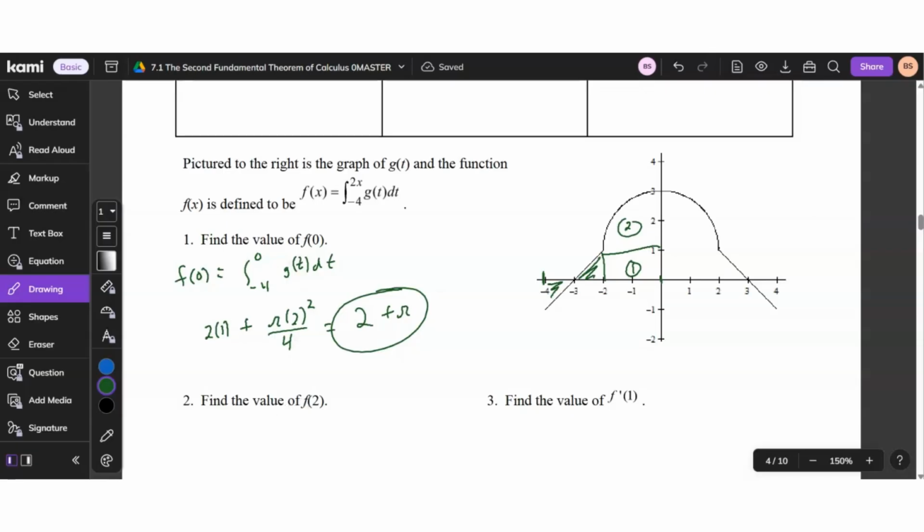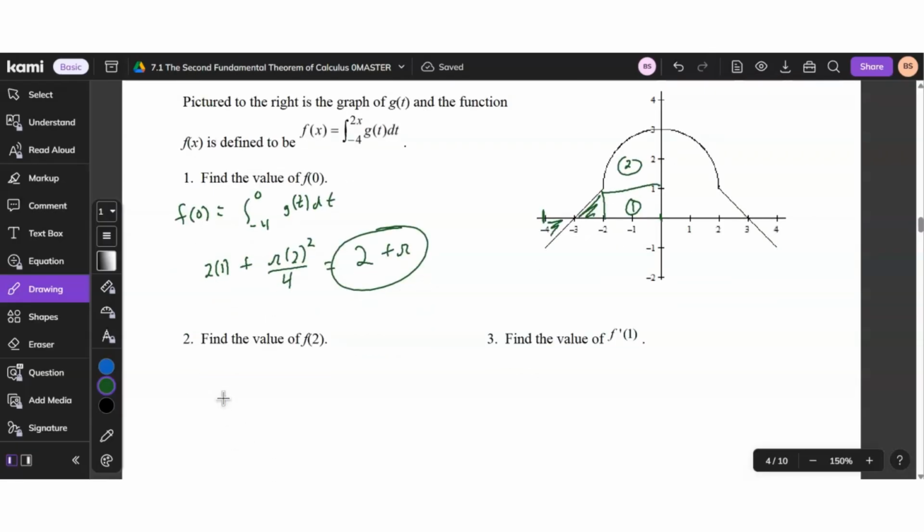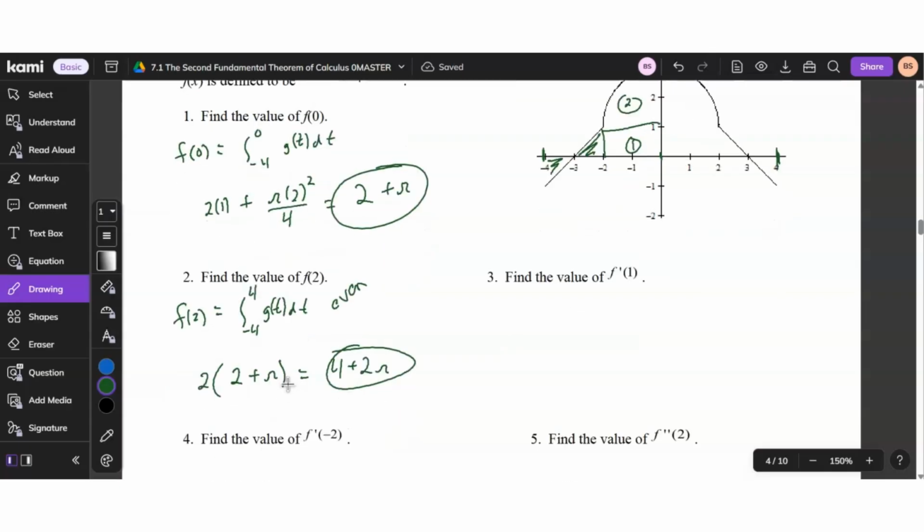All right, what about if we are finding it when it is 2? Okay. So now we're going to find f of 2, and the first thing we should do is check what that actually means. So 2 times 2, this is from -4 to 4 of g t dt. And you'll notice here that from -4 all the way to 4 is the entire thing, and this is an even function, right? If it is even, then we know that it's just going to be 2 times the integral from -4 to 0. So we can just say that it's 2 times 2 plus pi to give us 4 plus 2 pi as that answer. Okay, so knowing those odds and evens can help us figure out some shortcuts, basically.